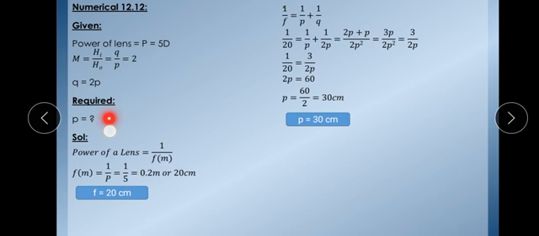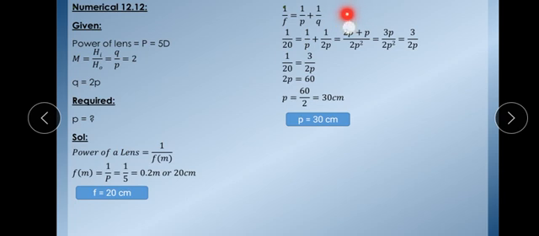Then we know the power of a lens is the reciprocal of the focal length. So from the power, first we will calculate the focal length. f will become 1 over P, it will become 1 over 5, 0.2 meter, and in centimeter, multiplying by 100, it will become 20 centimeter. For calculating the value of p, we have to use the lens formula again. 1 over f is equal to 1 over p plus 1 over q.